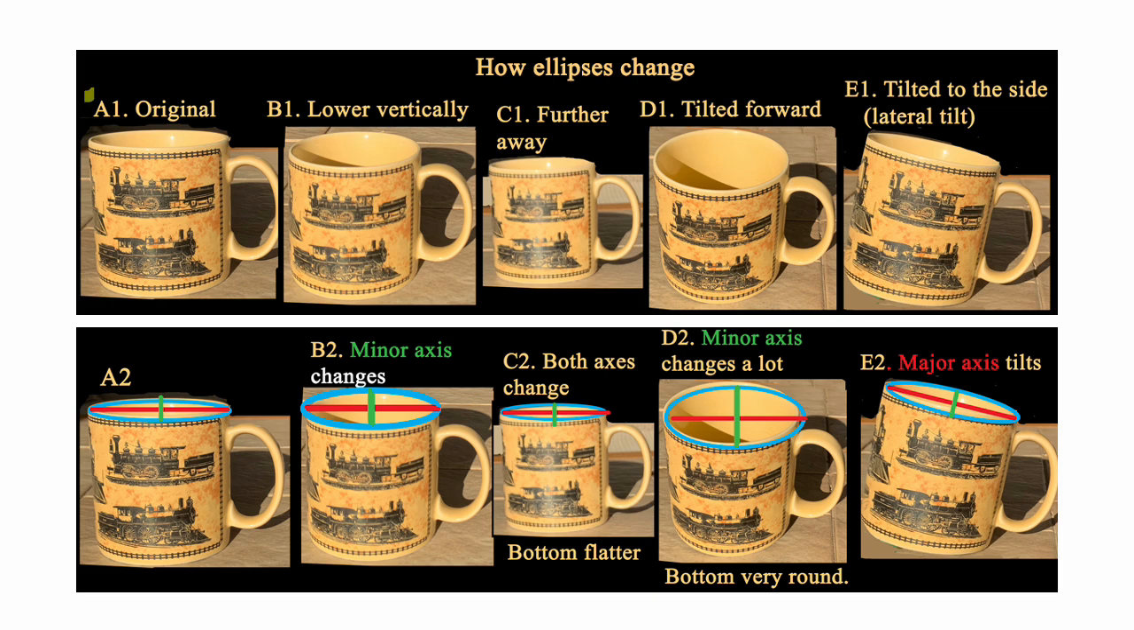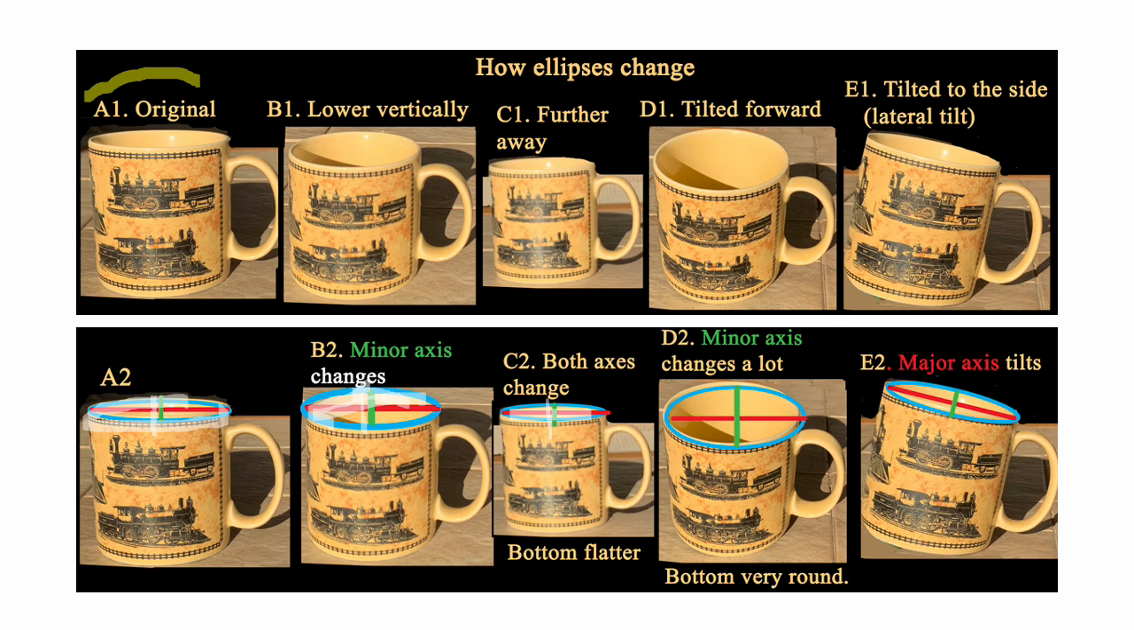I'm going to manipulate this coffee cup to show you all the wonderful things that ellipses can do. So this ellipse starts out pretty narrow with a small minor axis. And when we lower it, so we're looking more into the cup, the minor axis gets larger and the ellipse gets larger, whereas the major axis doesn't change much. When the cup is further away, both axes change, and I'll go into how they change in the next slide.